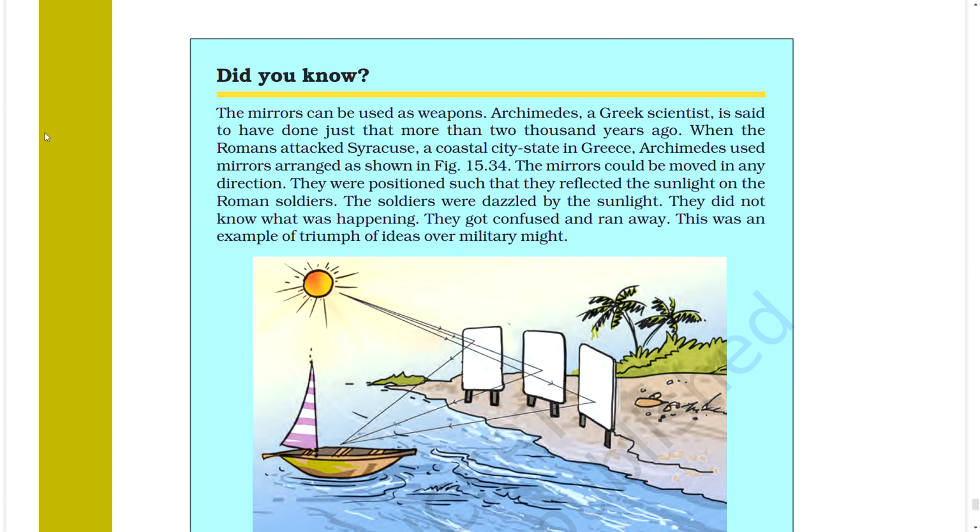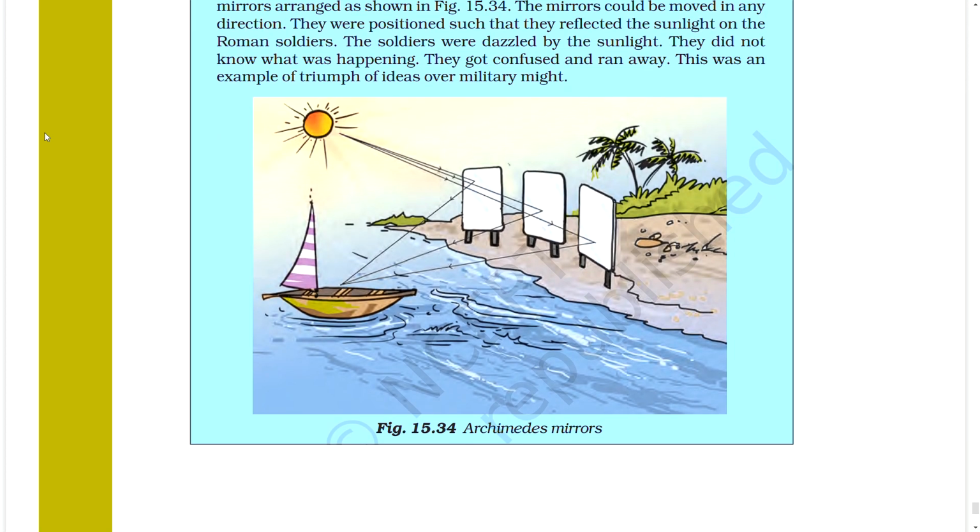The mirrors could be moved in any direction. They were positioned such that they reflected the sunlight on the Roman soldiers. The soldiers were dazzled by the sunlight. They did not know what was happening. They got confused and ran away. This was an example of triumph of ideas over military might. Figure. Archimedes' mirrors.